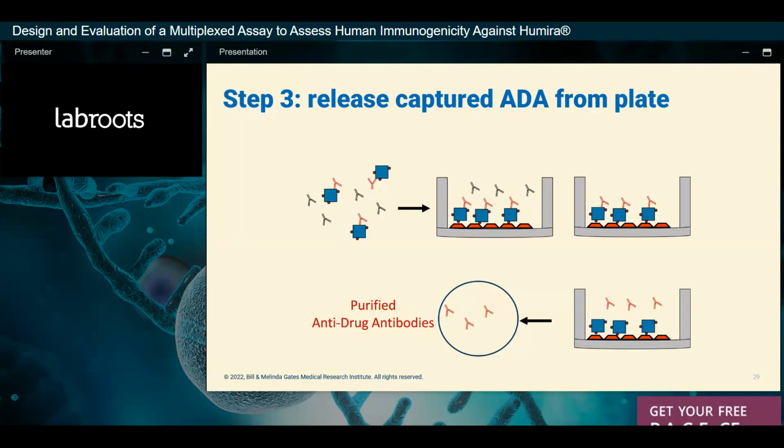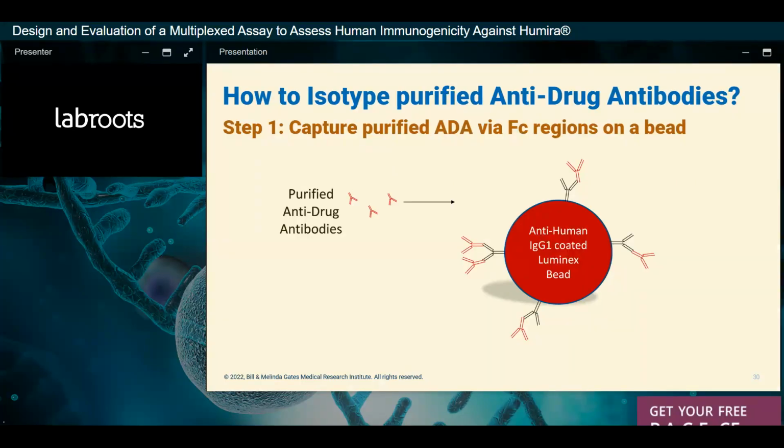But once we have purified antibodies, now we need to isotype them. And the way that we did that was we took these purified antibodies and we mixed them with a Luminex bead that had an anti-Fc antibody already conjugated to it. And these anti-Fcs were specific for any given isotype. In this case, it would be an IgG1.